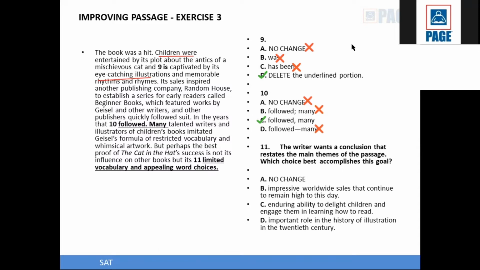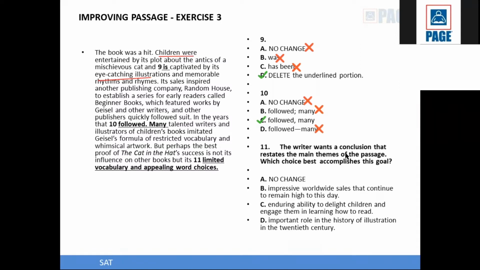Okay, C is right. Now, the 11th one: the writer wants a conclusion that restates the main theme of the passage. Which choice best accomplishes this goal? We have already done these types of questions, and they are repeated to give you experience.